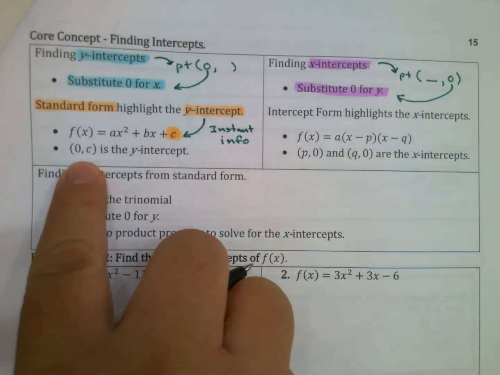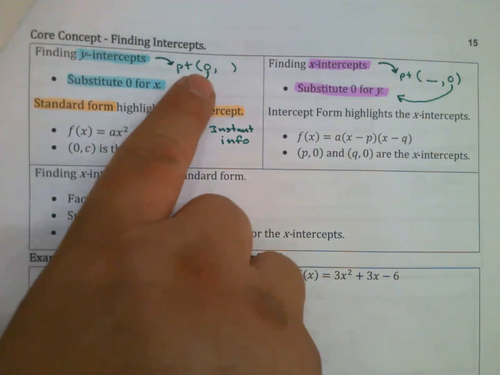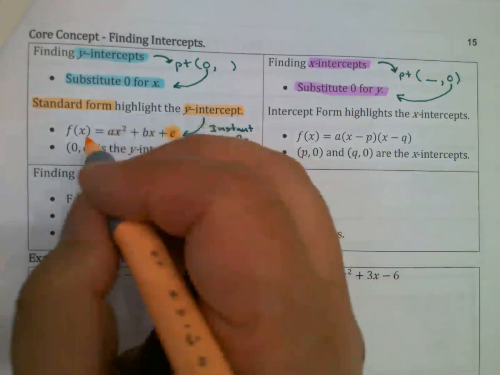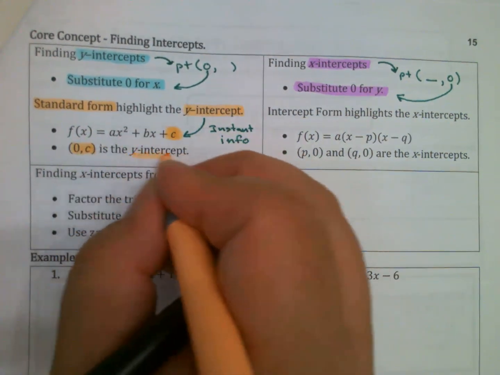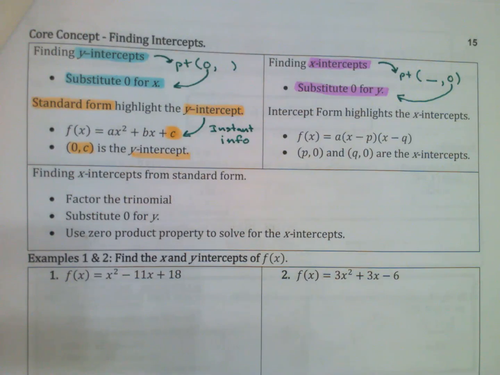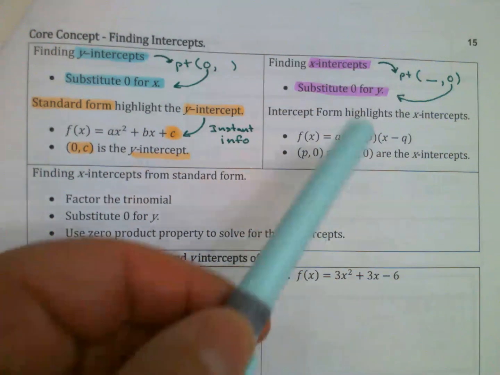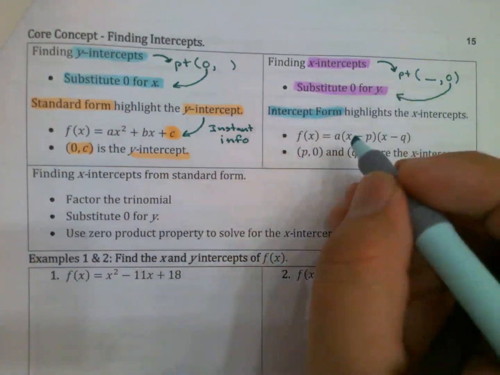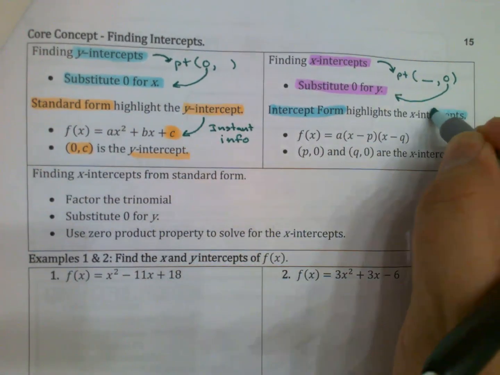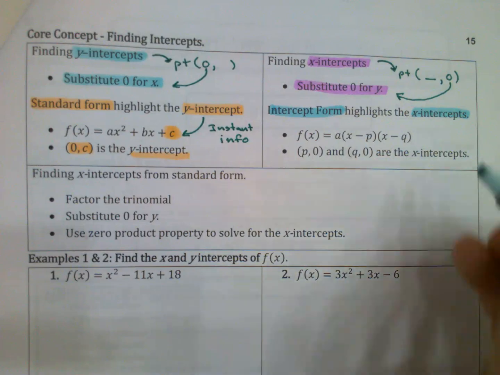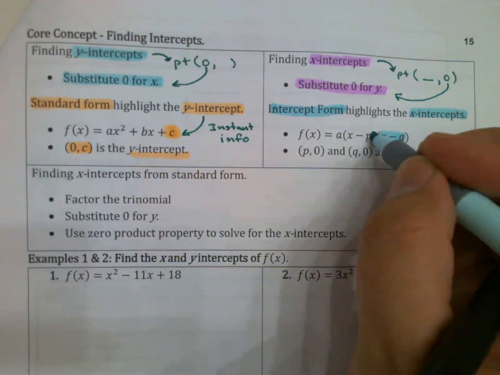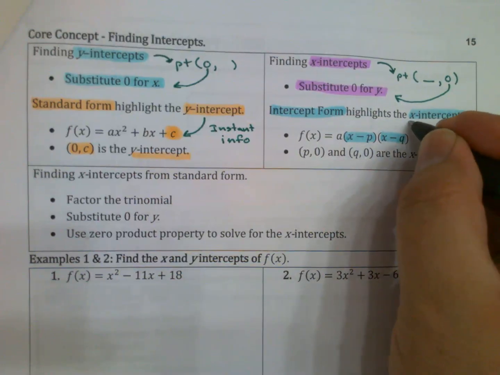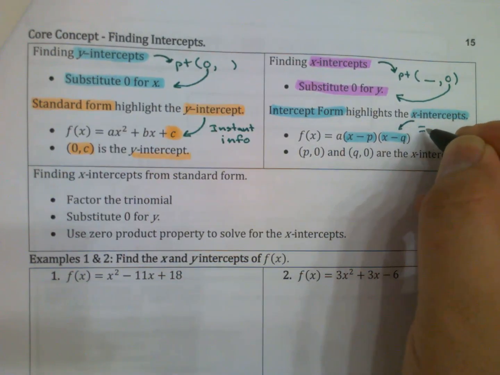And then, of course, there's the (0, c), just like we said when you write a point, but the c value is your y-intercept. Only in standard form, though, nothing else. Now, intercept form does not give me a y-intercept right away, but it definitely gives me x-intercepts, and they come from these factors. Just remember, you have to set it equal to 0, but that's the instant info we get.